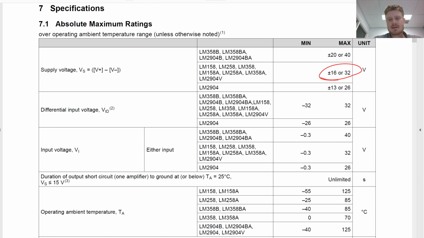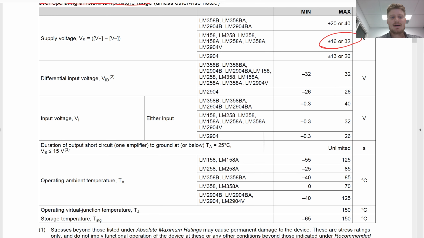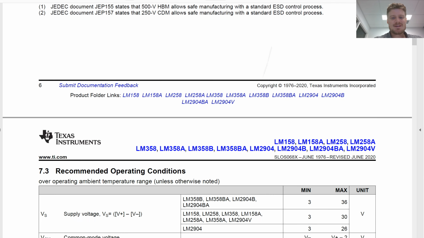What they mean by this here is that if you had dual supplies, so plus or minus 16 volts, that's the absolute maximum. Or if you have a single-ended supply, so 32 volts and ground, in both cases the difference, the total supply voltage, would still be 32 volts. So that's how you understand that terminology. But absolute maximum ratings is basically what you need to not kill the thing. That's probably not where you want to be operating.